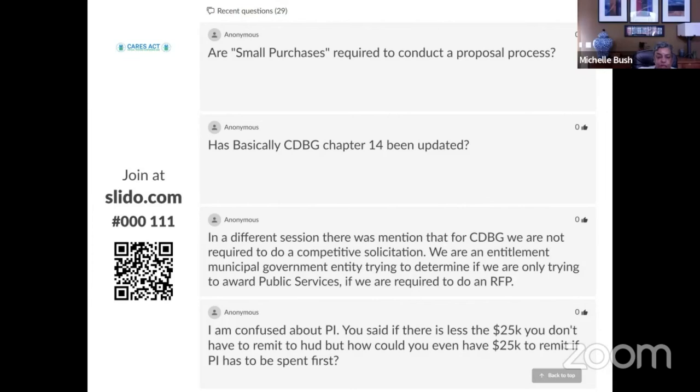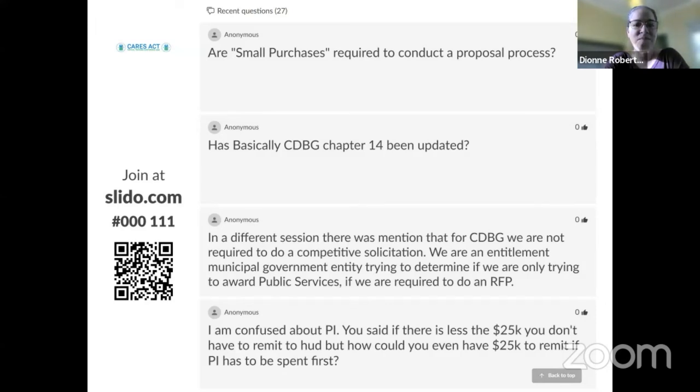Great. In a different session, there was mention that for CDBG, we are not required to do a competitive solicitation. We are an entitlement municipal government entity trying to determine if we are only trying to award public services if we are required to do an RFP. So I think that was actually in a session that I was in either yesterday or the day before, and we were speaking specifically around selection of subrecipient partners. And the fact that you have a variety of options in terms of how you select your subrecipients. Those same options do not apply when you're selecting contractors or other types of partners.